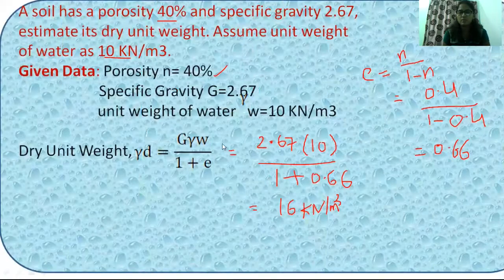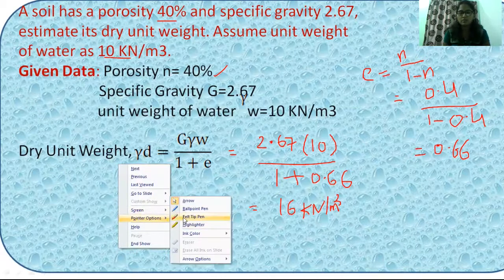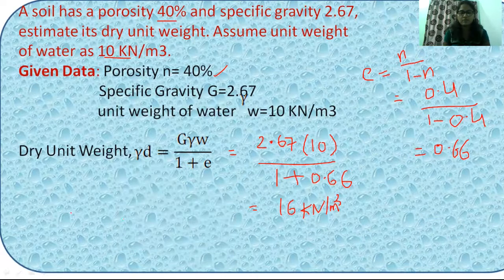But in this problem here given porosity, specific gravity and unit weight of water. Unit weight of water sometimes given in problem. Otherwise you can directly take it as gamma w is equal to 9.81 kilonewton per meter cube. Some cases it is given, otherwise you can take it as 9.81 kilonewton per meter cube. But in this problem it is given as 10 kilonewton per meter cube. So you can directly take it as 10 kilonewton per meter cube.